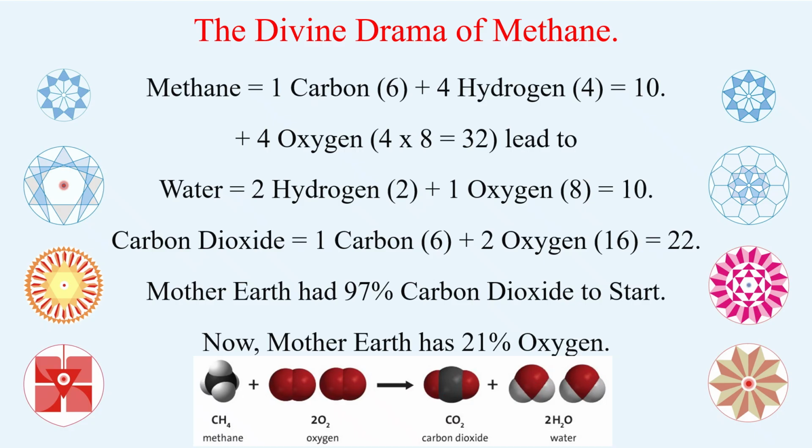I am making a statement that Mother Earth also had 97% carbon dioxide to start with, as we have seen in Mercury, Venus and Mars. These 4 had it, but because of photosynthesis and other things, we have come to have 21% oxygen and 78% nitrogen. Nitrogen and methane are common with the other 2 bodies which I am going to show you as we proceed.